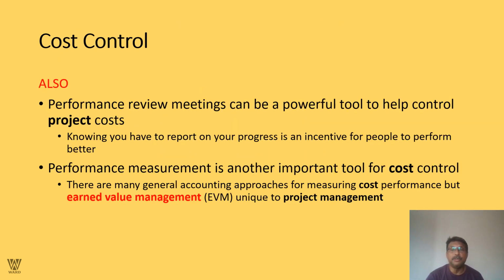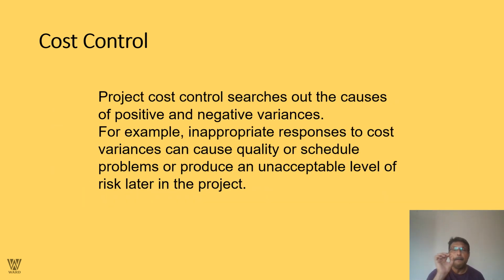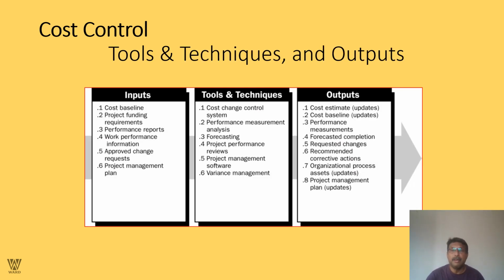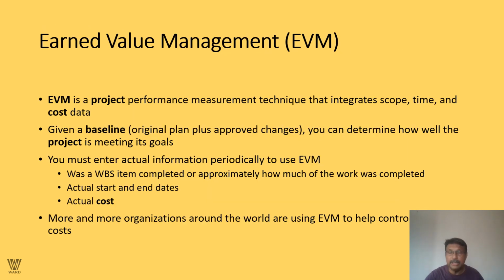We'll talk about how a performance review meeting can be a very powerful tool to help control project cost. Knowing you have to report your progress is an incentive for people to perform better. Performance measurement is another important tool for cost control. There are general accounting approaches for measuring cost performance, but earned value management (EVM) is unique to project management. Project cost control searches out the causes of positive and negative variances. For example, an inappropriate response to cost variances can cause quality or schedule problems or produce an unacceptable level of risk later in the project.